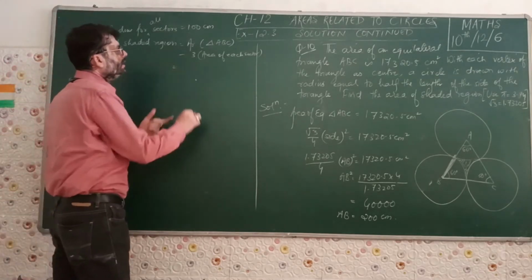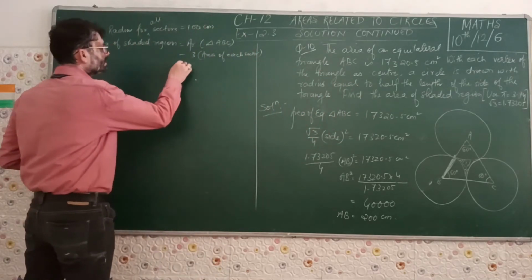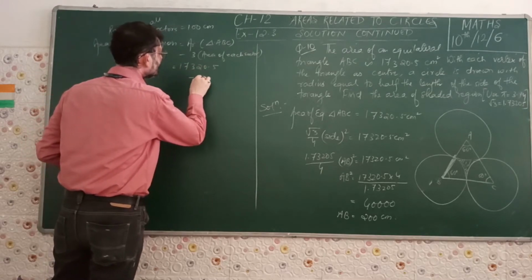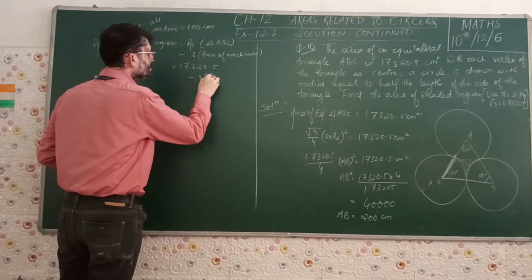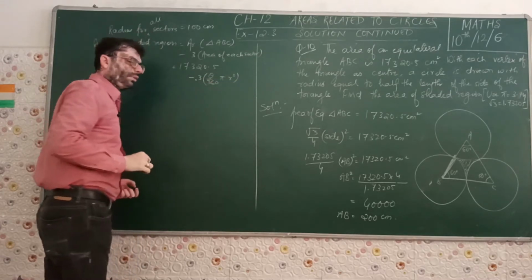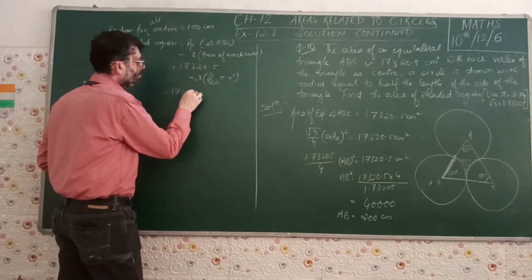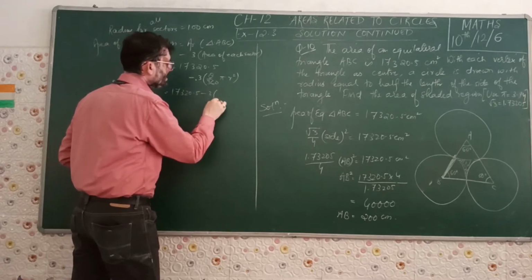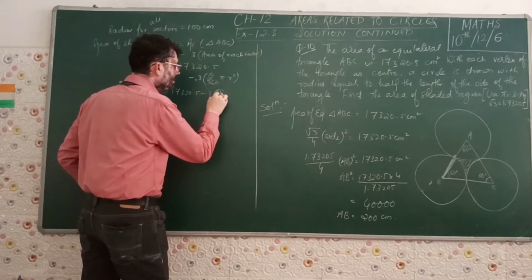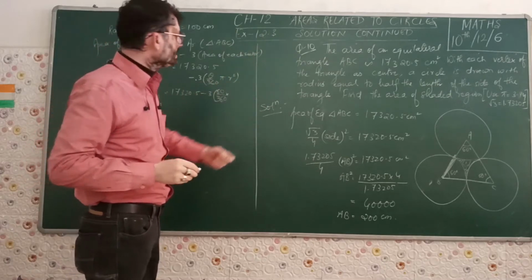So area of triangle ABC is given to us in the question. We should not calculate once again. So this is 17320.5 minus 3 times area of sector, which is theta by 360 into pi r square. So this is 17320.5 minus 3 times, theta is 60 degrees for each. So this is 60 by 360 into the value of pi we have to take as 3.14, as given in the question.